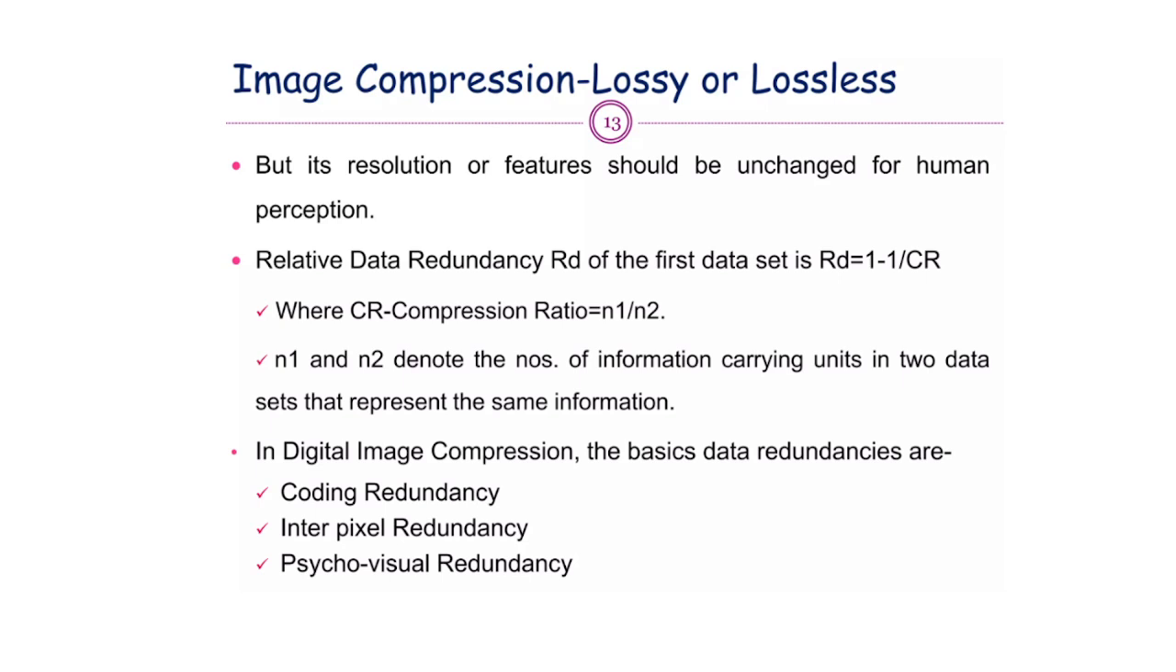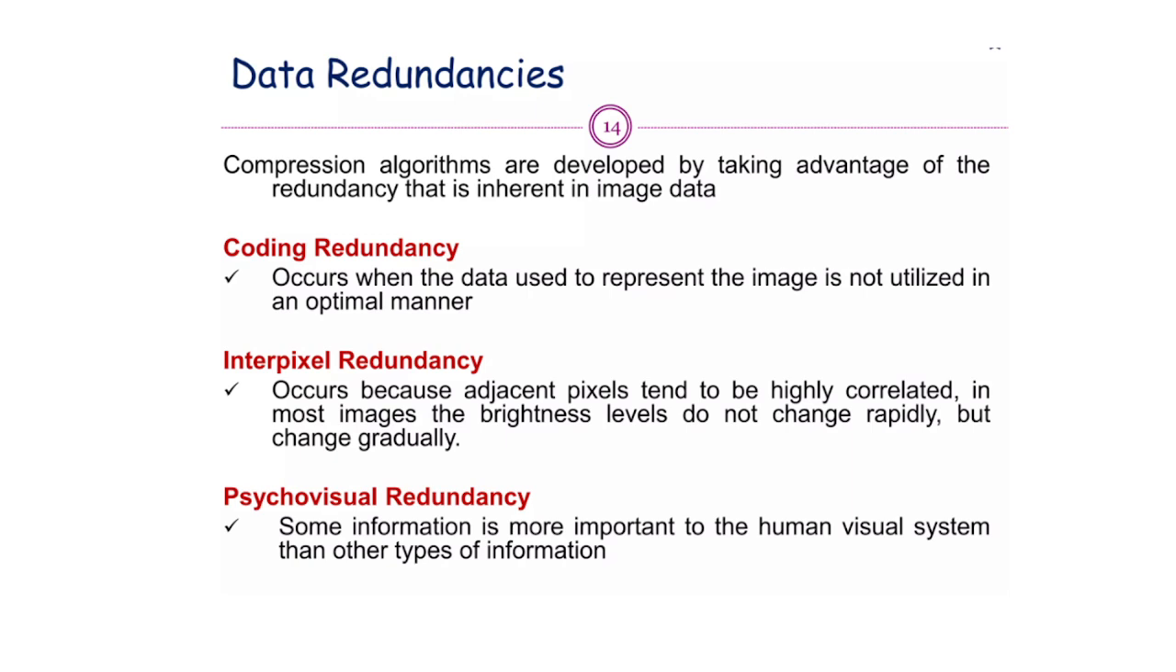In a digital image, the redundancies are of three types: coding redundancy, interpixel redundancy, and psychovisual redundancy. Compression algorithms are developed by exploiting these types of redundancy. First is coding redundancy, which occurs when the data used to represent the image is not utilized in an optimal manner. Interpixel redundancy is that adjacent pixels tend to be highly correlated in most images; the brightness levels do not change rapidly but change gradually. And psychovisual redundancy: some information is more important to the human visual system and other information is not.